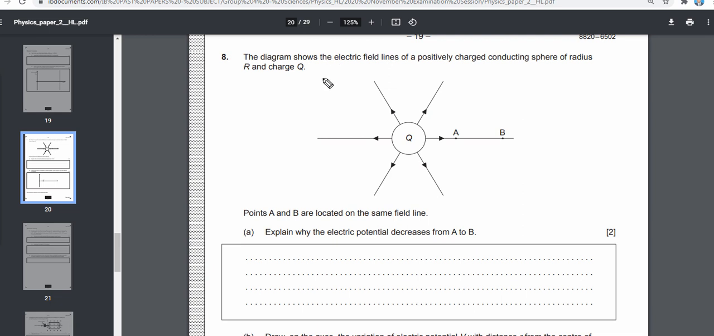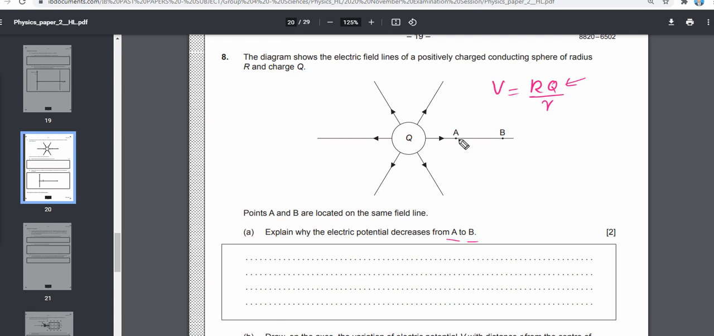Alright, so here we have an exam related question for the topic that we have just discussed. It says the diagram shows the electric field lines of a positively charged conducting sphere of radius r and charge q. Points A and B are located on the same field. Explain why the electric potential decreases from A to B. Let me just tell you the formula for the electric potential first of all. It is V equals KQ over R. This Q is the charge at the center, and R is the distance from the charge.